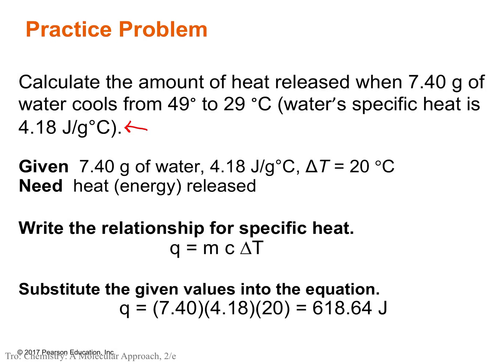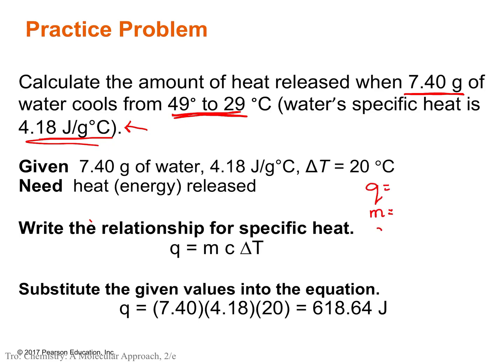So we have Q equals MC delta T, right? That's our equation. As soon as you see we're talking about heat and changing temperatures, you're like, that's a Q equals MC delta T problem. So we have a lot of information given in the problem. We have 7.40 grams, which is the mass. We have 2 temperatures, and that tells you that you're going to need to subtract them to get the change in temperature. And we have the specific heat.